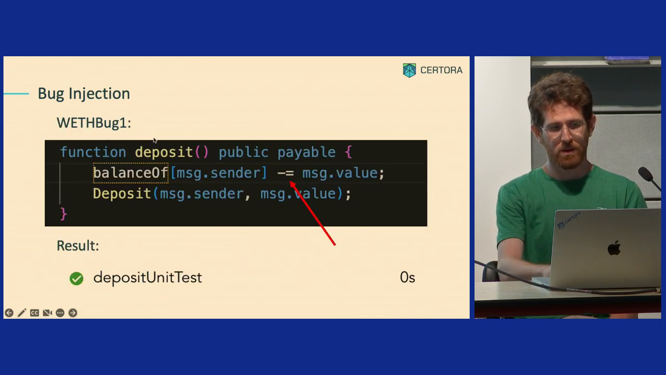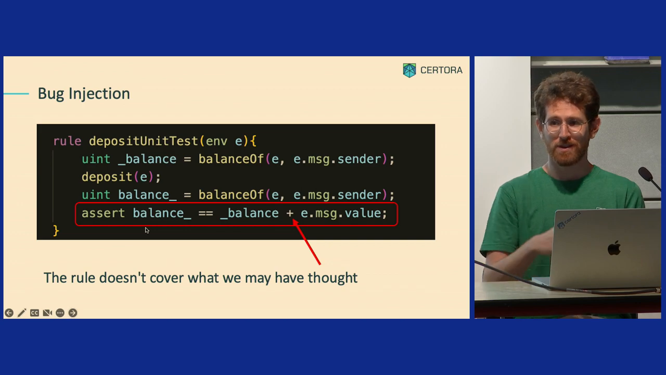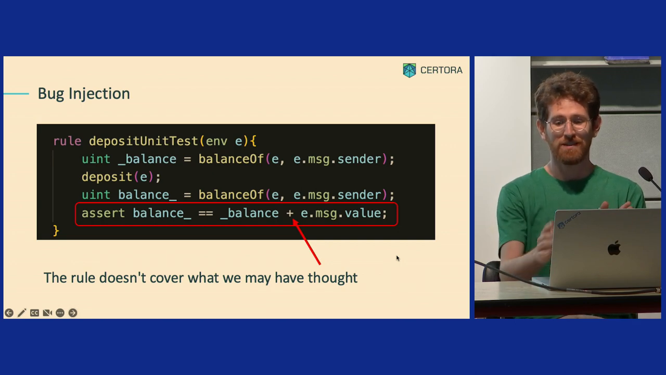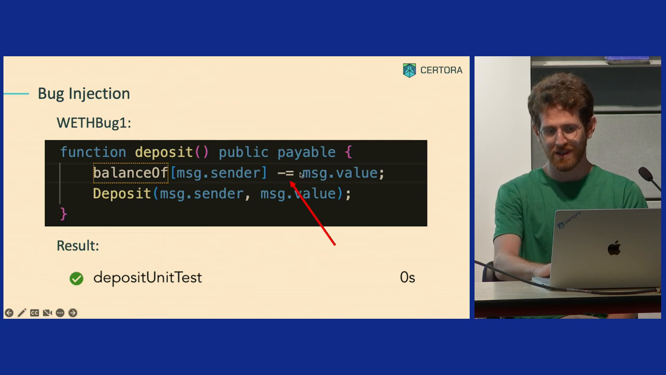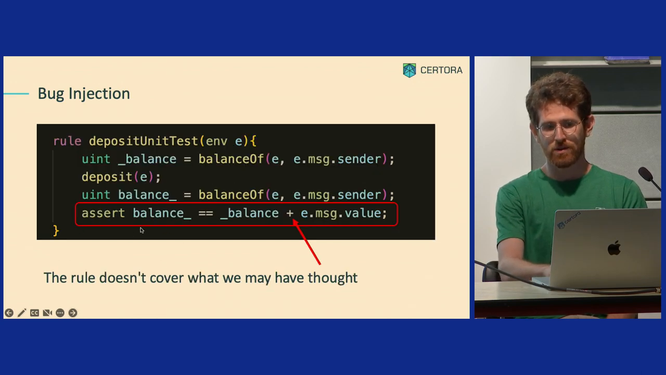So here's a bug that I injected. I made the deposit function burn tokens instead of minting them, and this is the result of the same unit test. It passes. Right? It doesn't make sense. Maybe I'll go over it again. I changed the minting into burning, and the rule says check that the balance after is equal to the balance before plus the value. But there is a deviation from what the contract actually does, and I know that it's actually burning. So in reality, the balance after should always be less than the balance before.